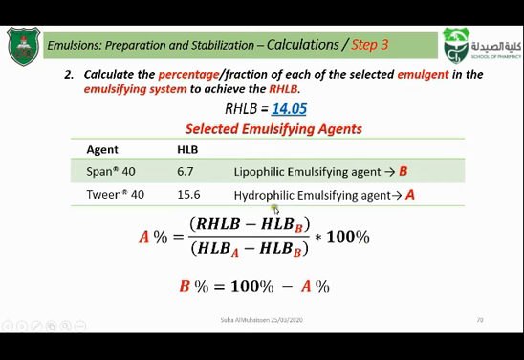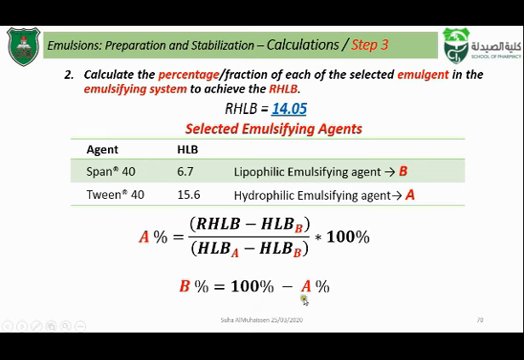And the percentage of B, the lipophilic emulsifying agent, is equal to 100% minus the percentage of A, the hydrophilic emulsifying agent. If you are calculating the fraction, then it is 1 minus the fraction of A. By the way, you can manipulate this equation to calculate B first. But shall we stick to this formula?